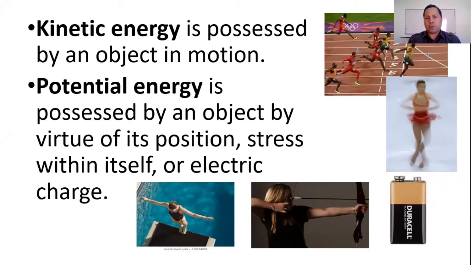Now, potential energy could be stored in different ways. All right, it could be by virtue of its position. For example, on the picture on the bottom left, you see the high diver. She is well above the surface of the water, so she has potential energy due to gravity. On the next picture, you see the athlete also pulling back on the bow and arrow, and that will create tension. So the stress within the bow, that has the potential to do work, which is push the arrow forward. So that's also another example of potential energy within the bow.